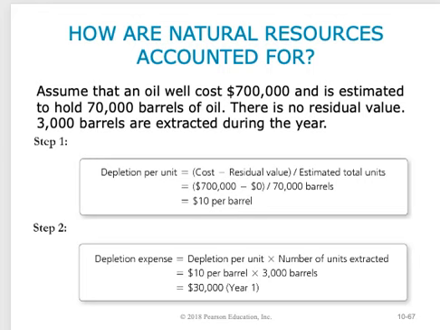Well, the first step is to figure out your depletion rate, or your depletion per unit. So it's cost minus salvage value or residual value, which is 0, divided by 70,000 barrels, which is a cost per barrel of $10 per barrel. To figure out depletion expense for year 1, you would take 3,000 barrels times that cost, $10.